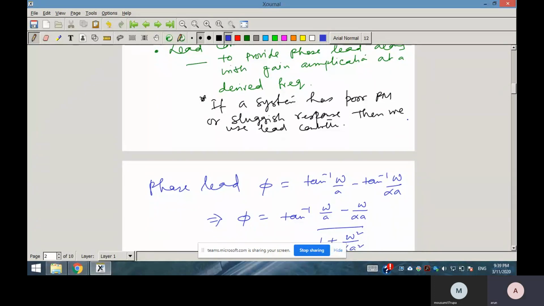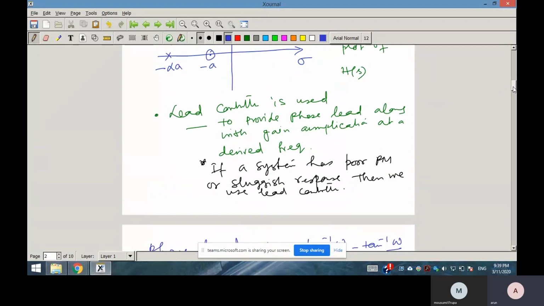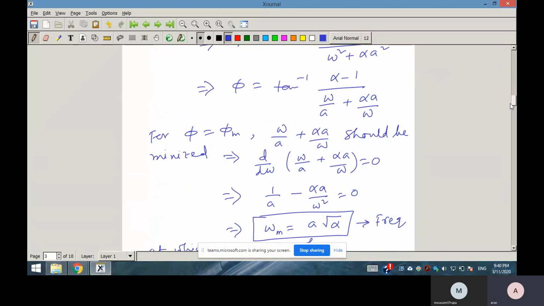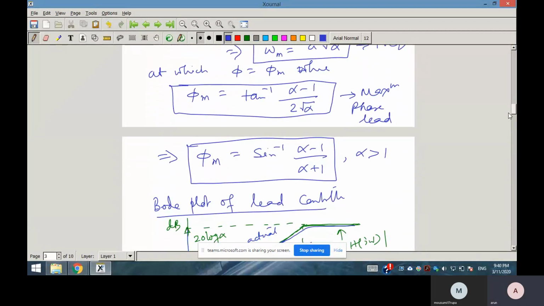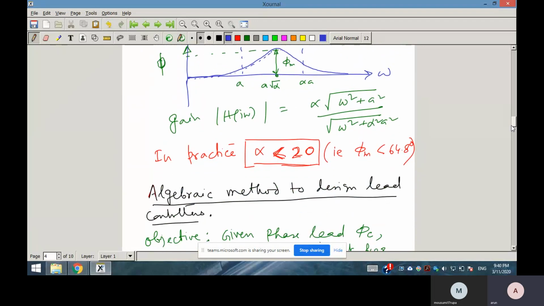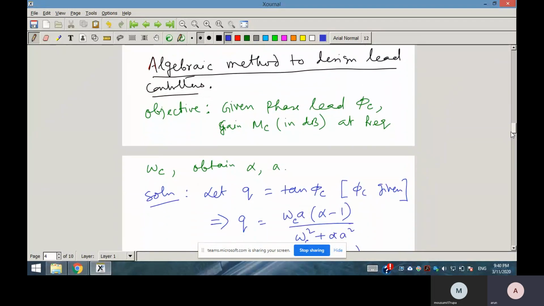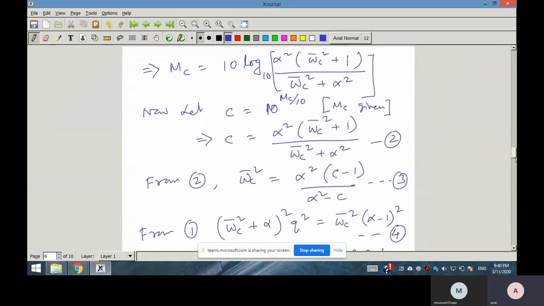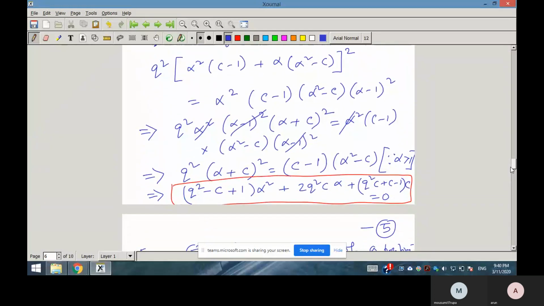For phase margin and transient response, we use a lead controller, that's fine. It provides phase lead along with gain amplification at a desired frequency. So this is omega, the frequency at which the phase is maximum here. Alpha is less than 20. The algebraic method to design lead controllers is a very important method. In Nagrath's book, this is there. So this equation is very important.